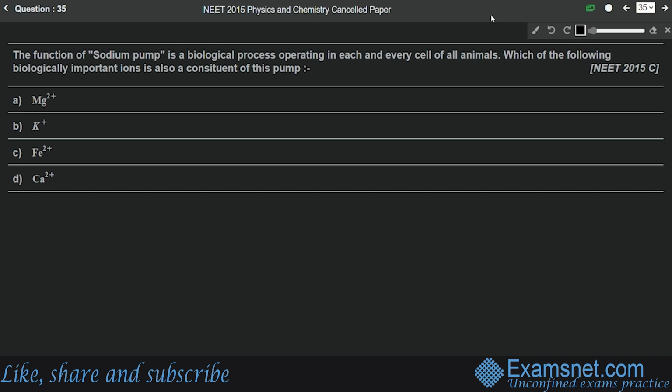Question number 35 is from S block elements, and the question is, the function of sodium pump is a biological process operating in each and every cell of all animals. Which of the following biologically important ions is also a constituent of this pump? So this is very simple. We know that both sodium and potassium are involved in the sodium pump. Okay, so here sodium is not mentioned but potassium is mentioned, so option B will be the correct answer.